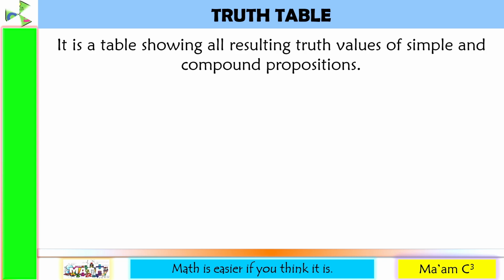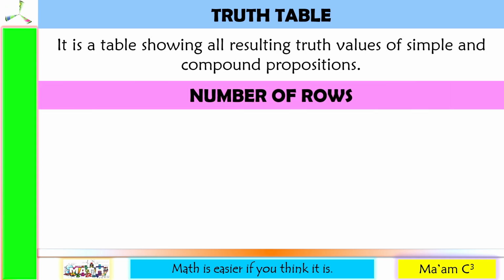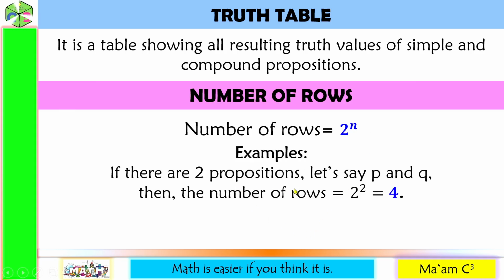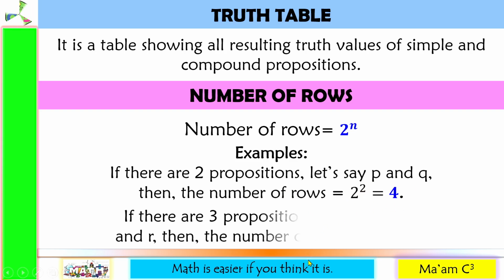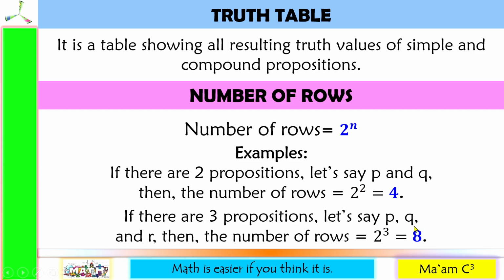In constructing truth table, you need to know how many rows are needed. And we have a formula for that, which is 2 to the n, where n is the number of propositions. For example, if there are two propositions, let's say P and Q, then the number of rows is 2 squared, which is equal to 4. 2 times 2 is equal to 4. If there are three propositions, let's say P, Q, and R, then the number of rows is equal to 2 cubed, or 2 times 2 times 2, which is equal to 8.